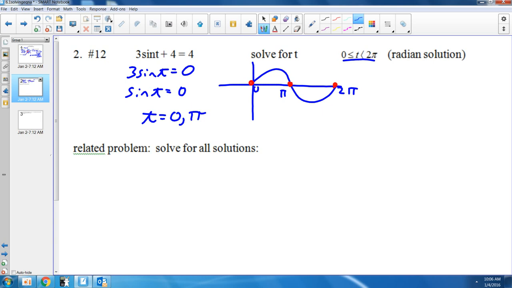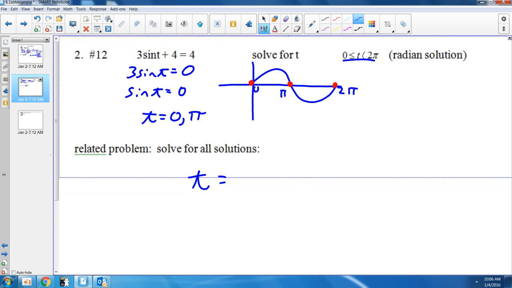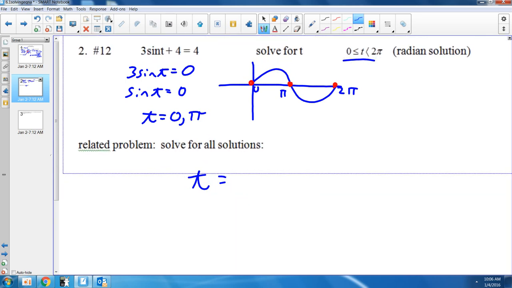So another question, which is what are all the solutions in radians? Well, I can solve that as well. t is equal to, let's see, what's happening here is I look for a pattern. It starts at 0, goes to pi, 2 pi, 3 pi, 4 pi. I then can recognize I'm adding pi each time, so it's really 0 plus pi times k, which really is the same thing as pi k only.